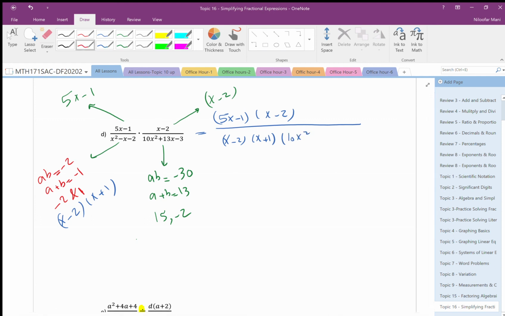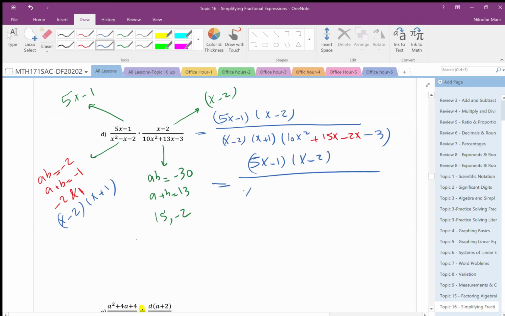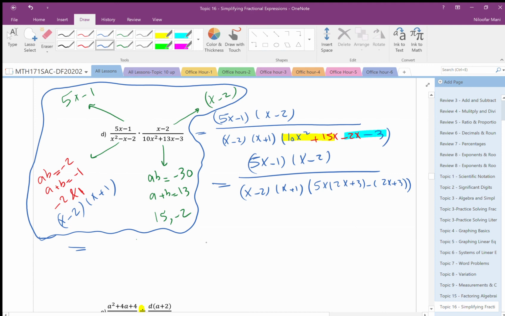So this is plus 15x minus 2x minus 3 equal. So it's 5x minus 1 multiplied by x minus 2 over x minus 2 multiplied by x plus 1, and then I factor from these two separately, because this is the second category of trinomials. Okay, a is not 1, so it is 5x. I can factor 2x plus 3, and here I can factor minus 2x plus 3. Yes, step by step. Okay, so this I have to just collect them, and then I can do this.